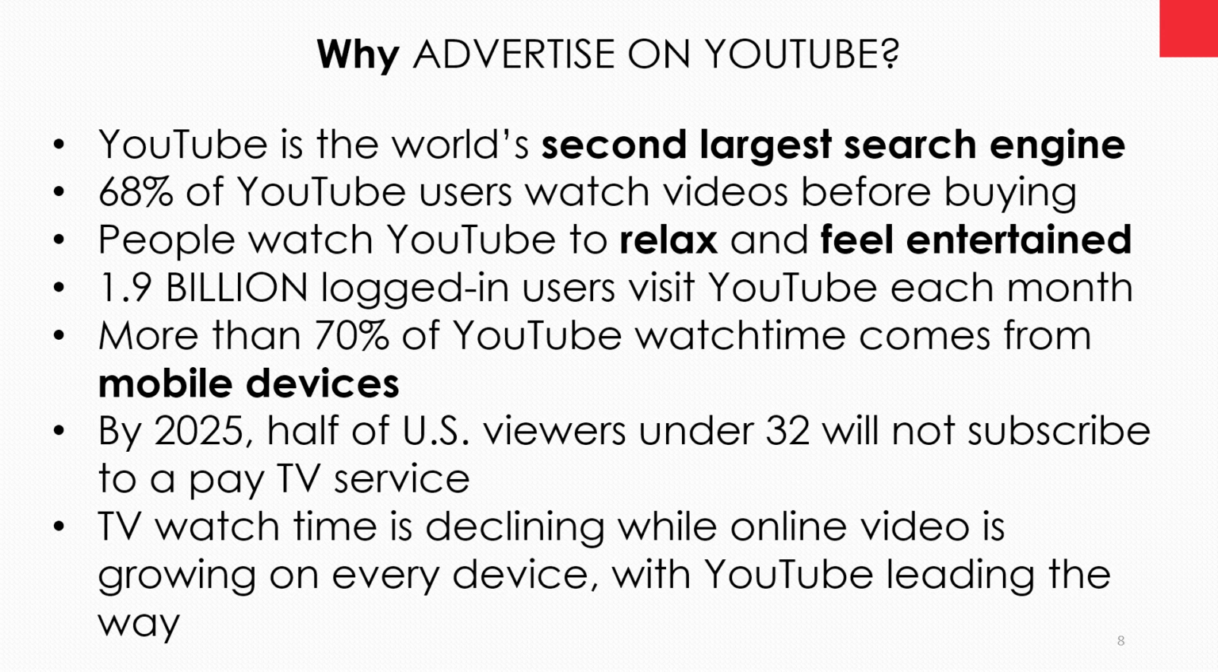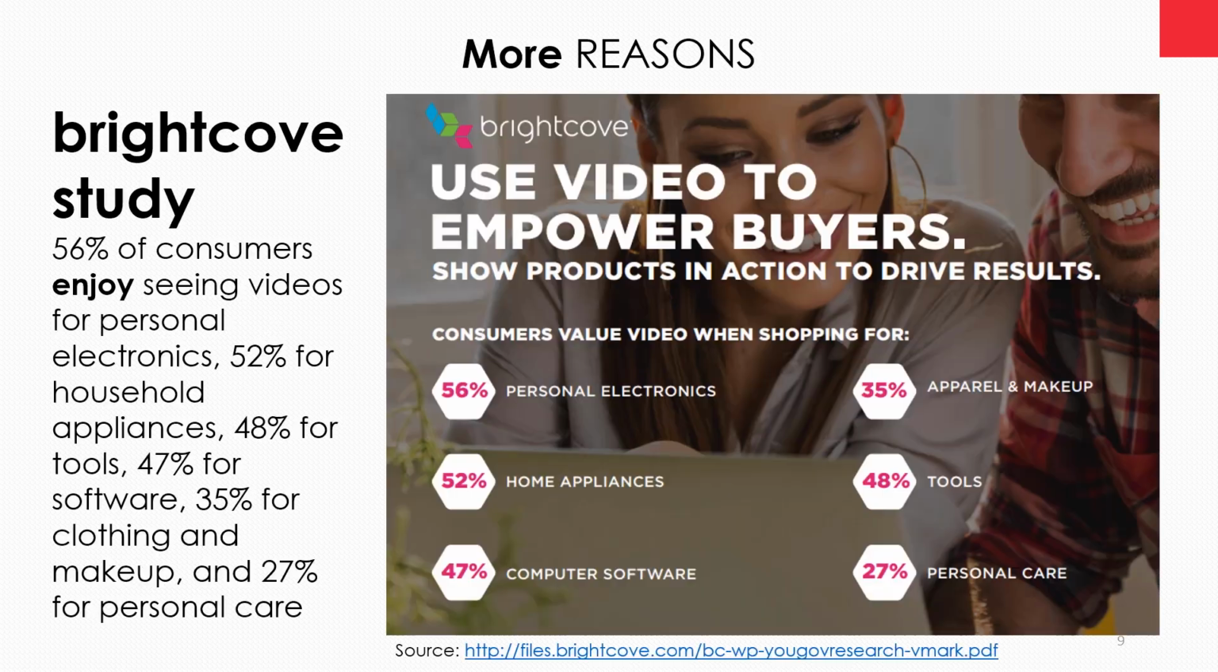More than 70% of YouTube watch time comes from mobile devices. That's huge. And that could be a really relevant statistic if you want to avoid mobile devices when you go and target your ads. By 2025, half of the US viewers under 32 will not subscribe to a paid TV service. TV watch time is declining, while online video is growing on every device, with YouTube leading the way.